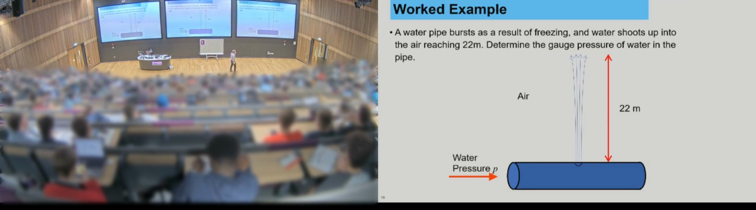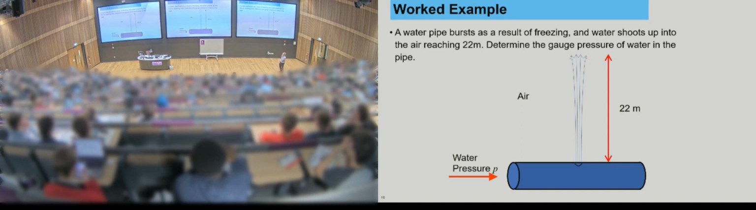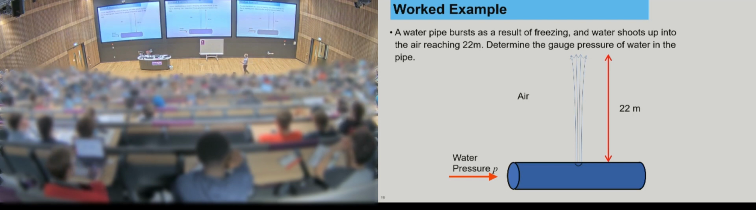Right, so we're going to do a worked example now, just so that you can start to see how to apply the Bernoulli equation. So a water pipe bursts as a result of freezing, and the water shoots up into the air, reaching a height of 22 meters. The question says, determine the gauge pressure of water in the pipe.